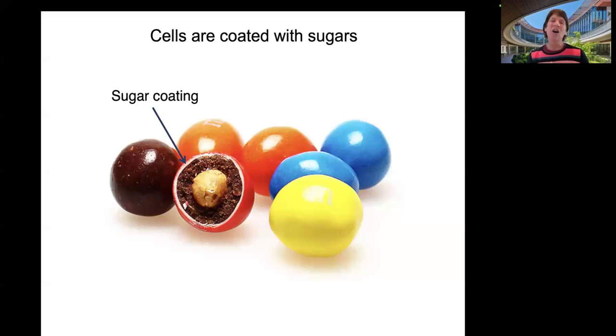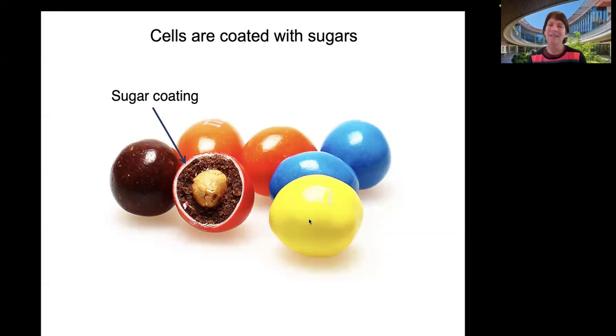And when I was in college, so this brings me back to the 1980s, I remember learning this in a biology class. And somebody raised their hand and asked the professor, well, why? Why are cells covered in sugars? What's the purpose of that?